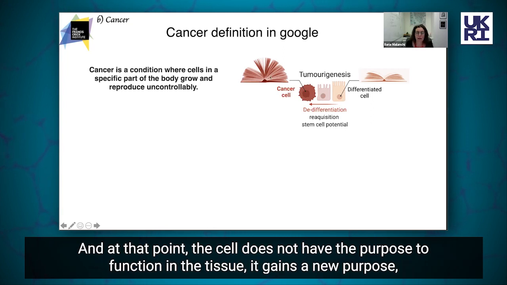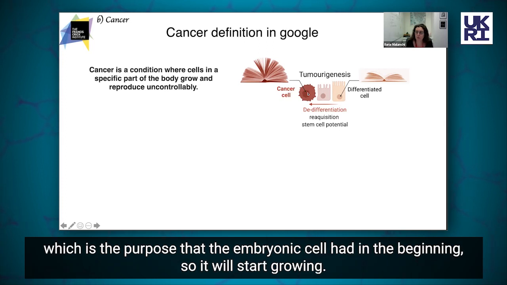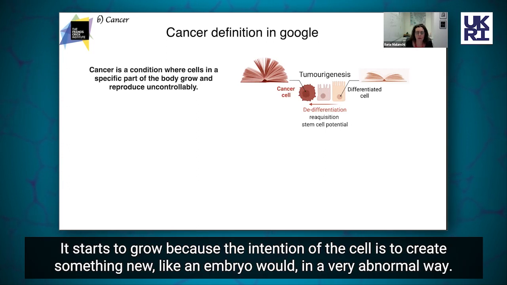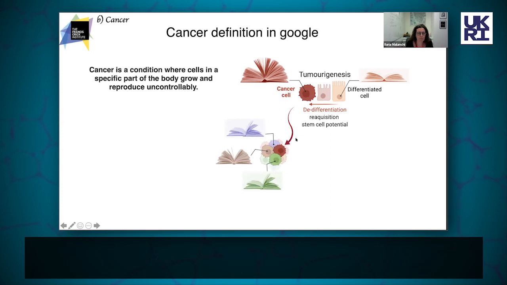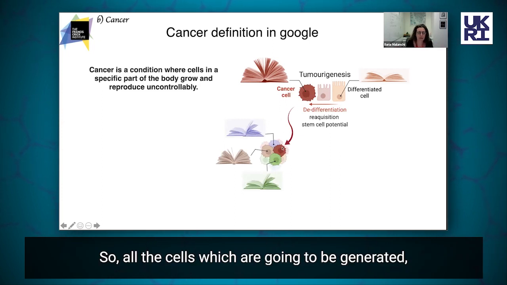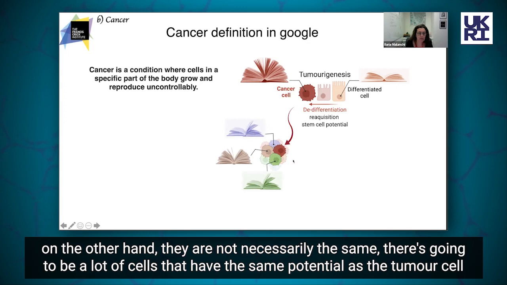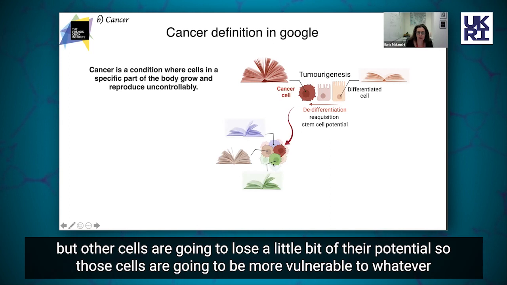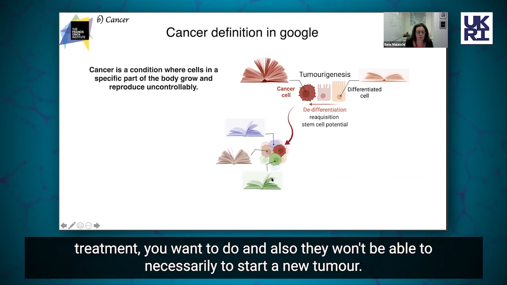And at that point, this cell does not have the purpose to function in the tissue. It gains a new purpose, which is the purpose that the embryonic cell had in the beginning. So it will start growing. It starts to grow because the intention of this cell is to create something new, like an embryo, but in a very abnormal way. So all the cells which are going to be generated, on the other hand, are not necessarily the same. There's going to be a lot of cells which have the same potential of the tumor cell, but other cells are going to lose a little bit of that potential. So those cells are going to be more vulnerable to whatever treatment we want to do, and also they won't necessarily be able to start a new tumor.